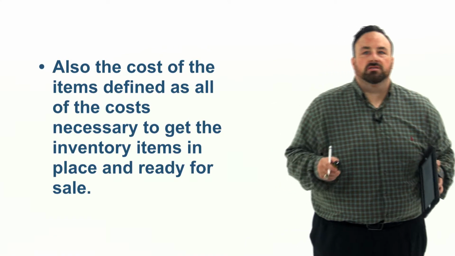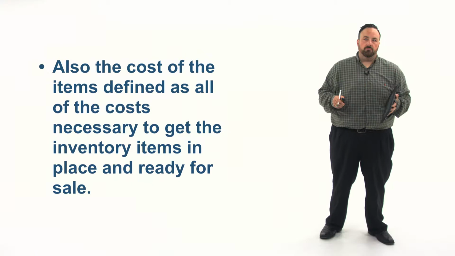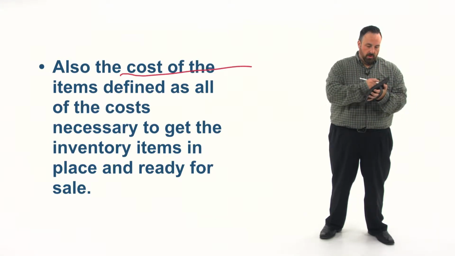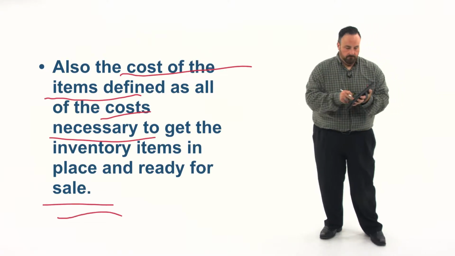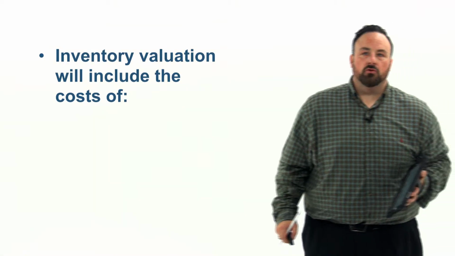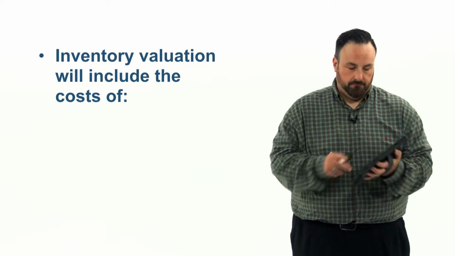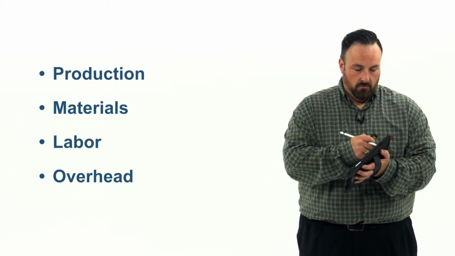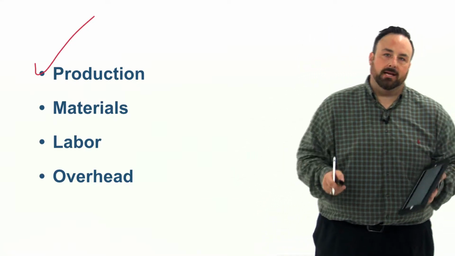Furthermore, the cost of items is defined as all the costs necessary to get the inventory items in place and ready for sale. Okay? So let's remember, the cost of items is defined as all the costs necessary to get the inventory items in place and ready for sale. Very important. Now, inventory evaluation will include the costs of, here you go, production. What does it cost to produce what you're selling?